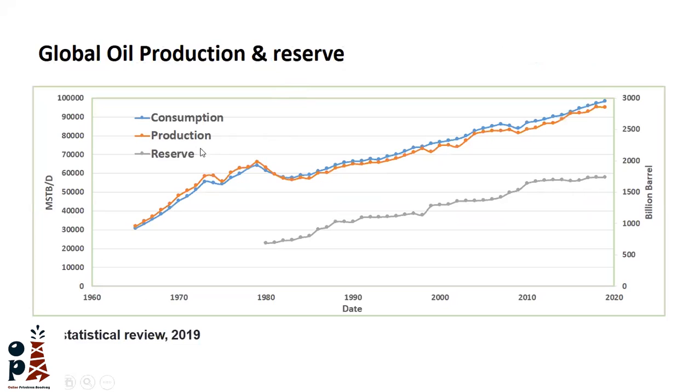In this graph we show oil production, consumption, and reserve. Consumption and production are on the left y-axis, while the reserve is on the right-hand axis. We see that oil production is always increasing from 1960 till now, reaching 100 million barrels per day of production and almost the same consumption. By 2019 we reached around 1700 billion barrels as a reserve. As we see, oil production and consumption are always increasing whatever the oil price is.